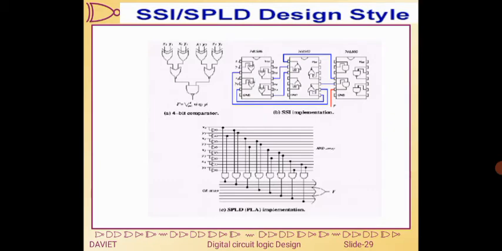In the diagram, you have to see x1, y1, then x2, y2, x3, y3, and x4, y4. We have to XOR these values. After that XOR operation, we perform the NOR, that is adding and complementing. Finally, we perform the NAND operation. This is an example for the 4-bit comparator. We design the 4-bit comparator using SSI, and finally using the SPLD implementation.